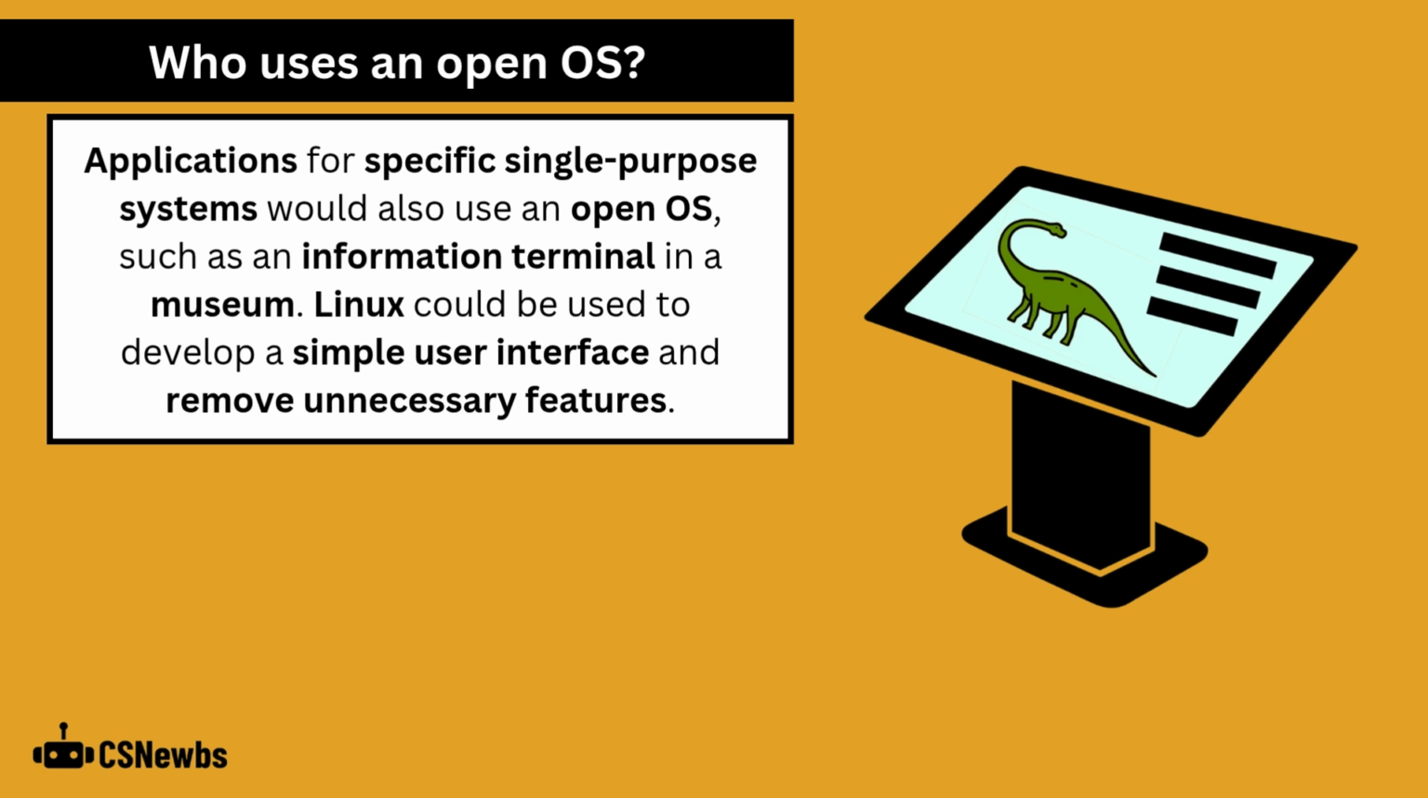Another example is applications for specific single-purpose systems. For example, an information terminal in a museum. Linux could be used to develop a simple user interface and remove any unnecessary features.